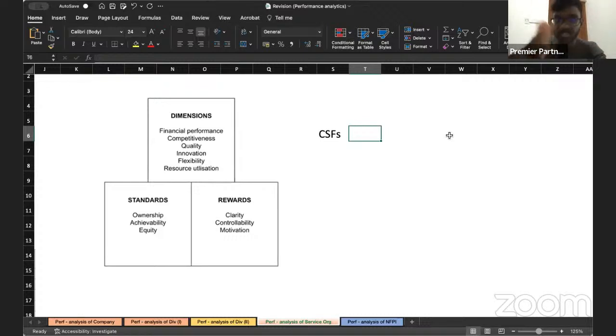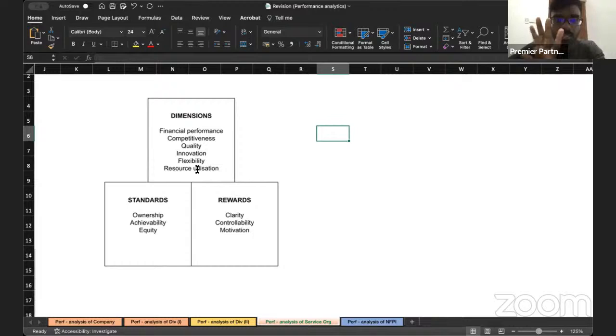Are we clear? Dimensions are basically those with respect to service providing organizations. People, are we clear? So service providing organizations have 6 critical success factors according to the building block model. What are those critical success factors? You have financial performance, competitiveness, quality, innovation, flexibility, and resource utilization.